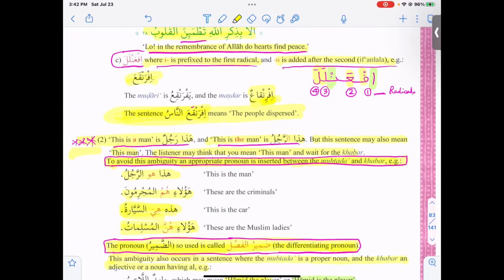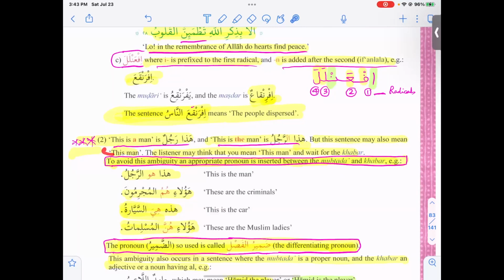This is a man. Hadha rajulun. Mubtada khabar. This is a man. And this is Hadha rajulu. This is the man. I would rather translate this as "this man." When you say that, Haza will be Mubtada, and this Hazar Rajulu, this man, is the Badal of Haza. So we are waiting for some news about this man, you know. But this sentence may also mean this man.